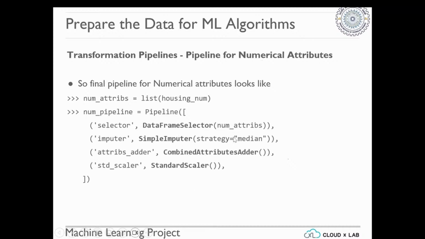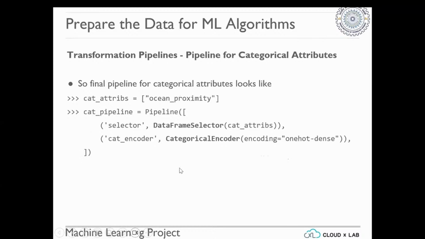So if we have numerical attributes, then we can use this particular pipeline. We can fill in missing values. We can add extra attributes. We can do the feature scaling, right? But if we have a categorical feature, then we need to first convert the categorical feature to a numerical representation, and for that we can use OneHotEncoding, right?